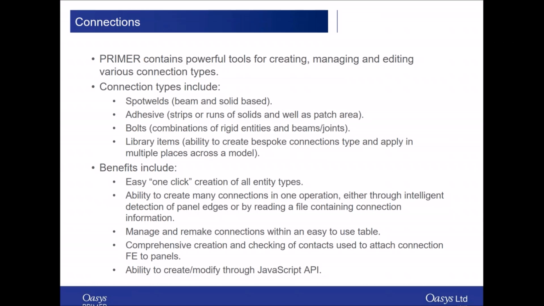You can manage and remake connections with an easy-to-use table. And comprehensive creation and checking of contacts used to attach connection FE to panels. So Primer can be used to manage and create all the tied contacts necessary to attach your spot welds and your adhesive. Now we also have the ability to create and modify connections through our internal scripting API. So creation and modification of connections can be easily built into an automatic process, for example, using that scripting language.